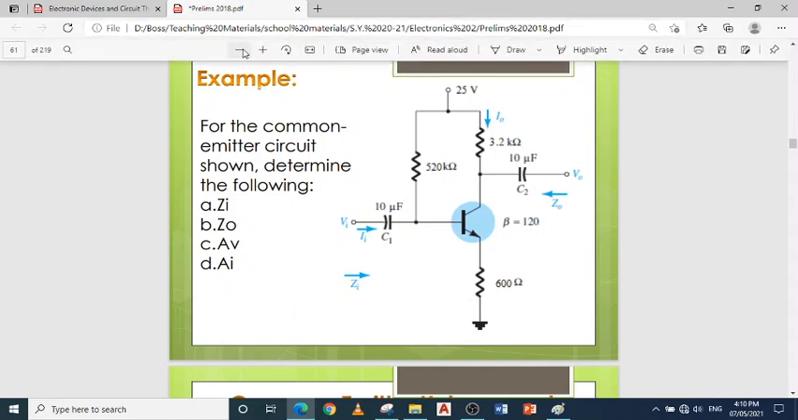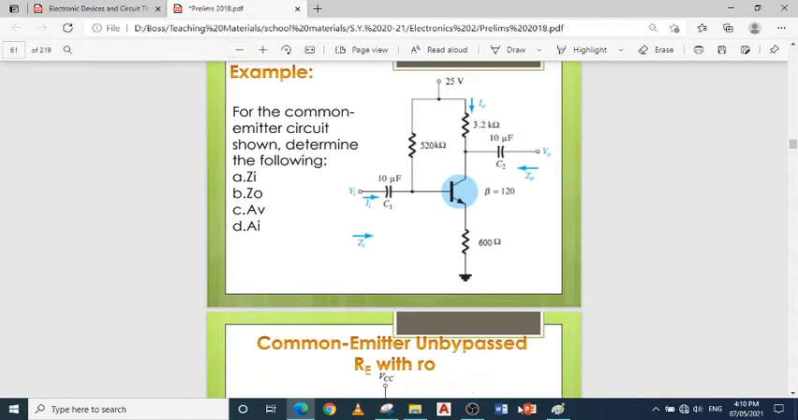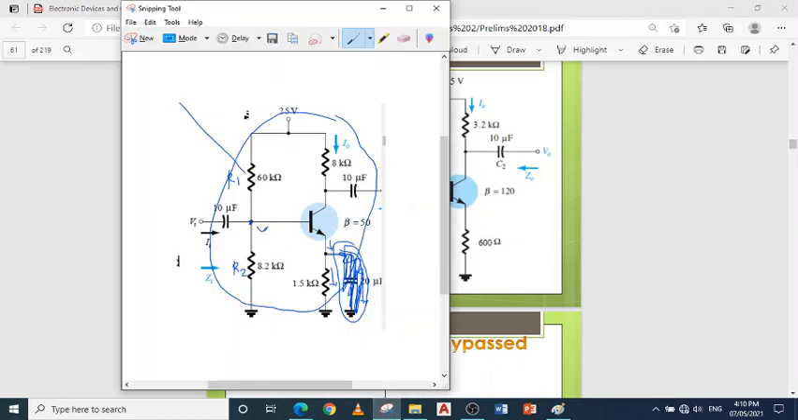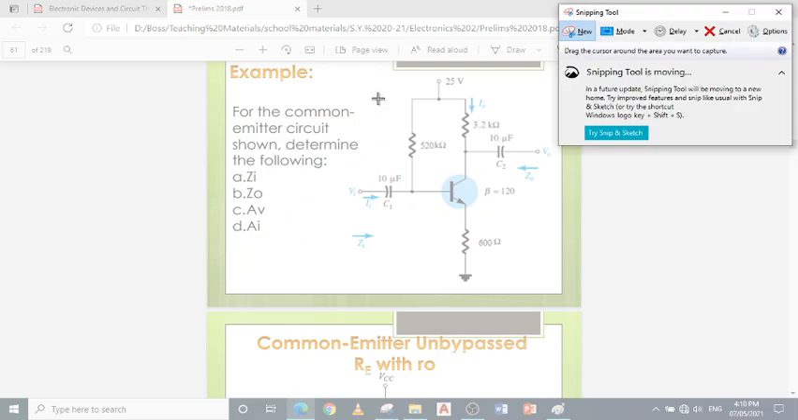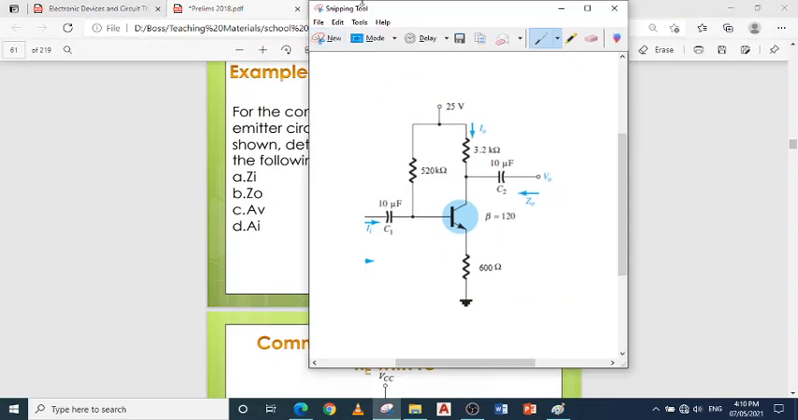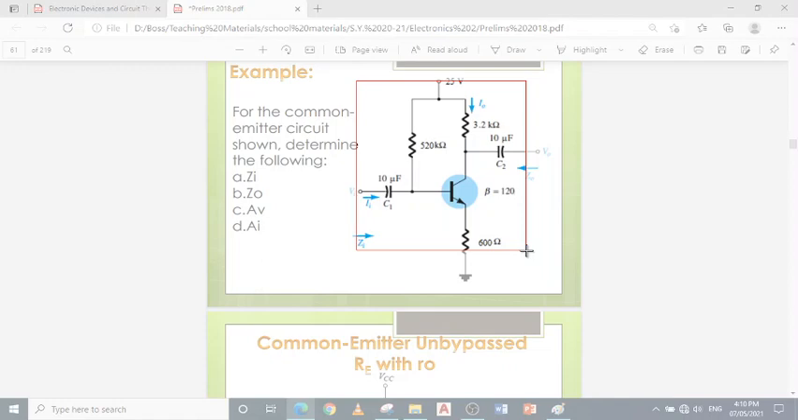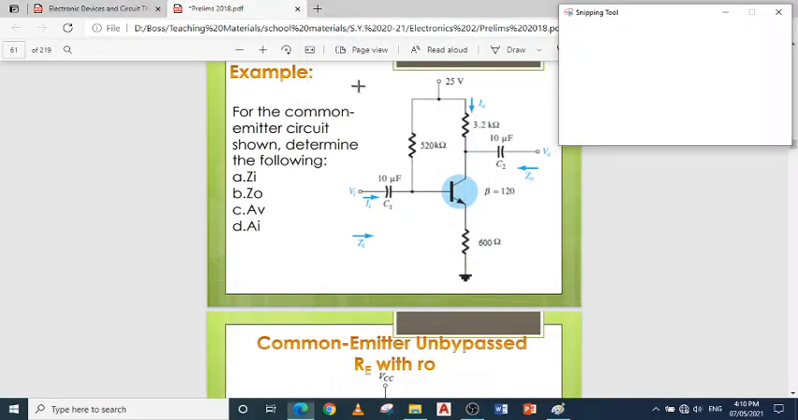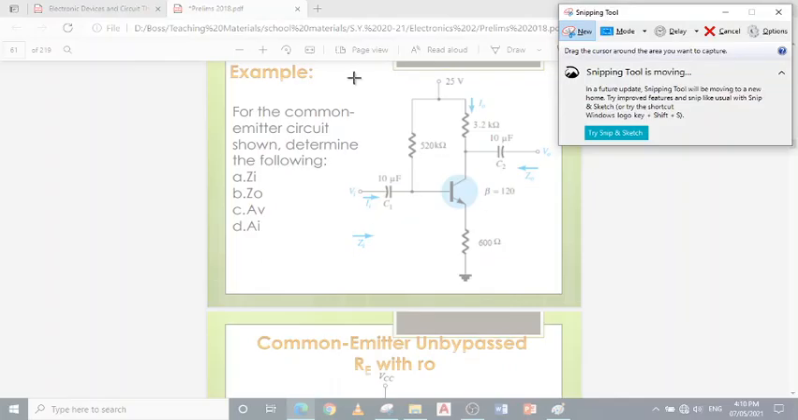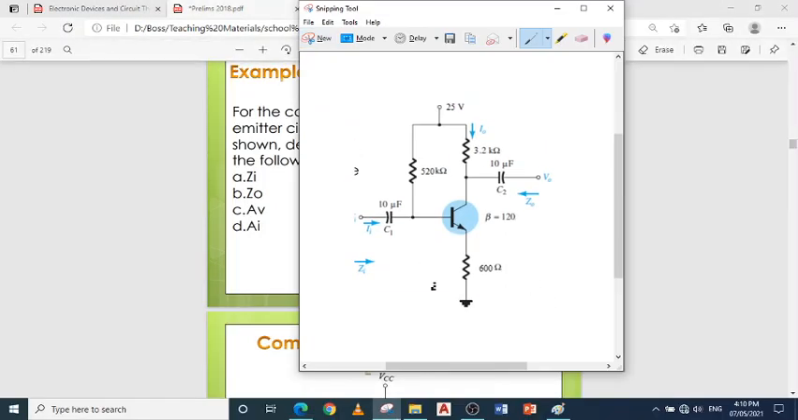So, example, ilagay lang natin sa may paint. Hindi nakuha si ZI. Hindi rin ako sa 25 volts. Ika lang. Okay.